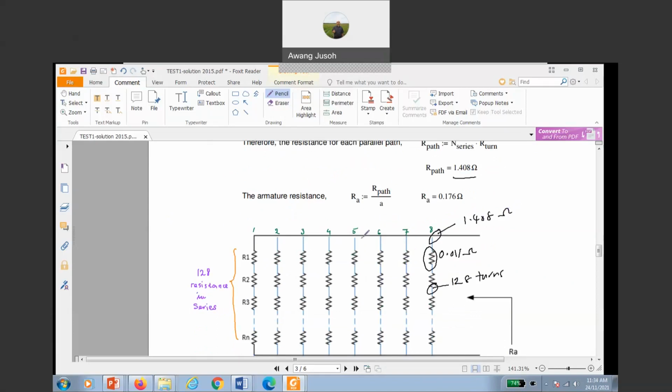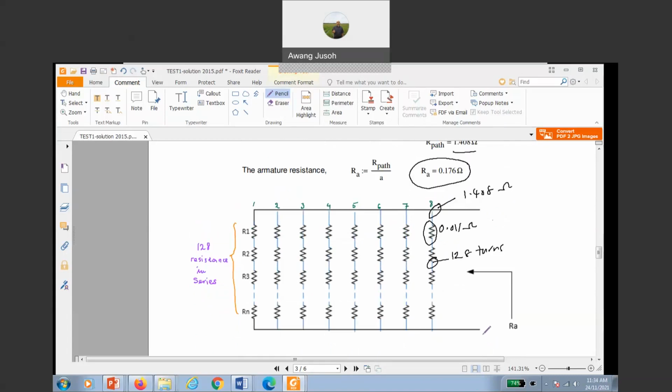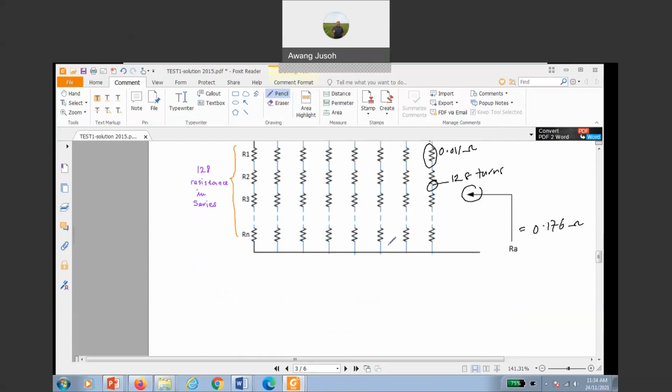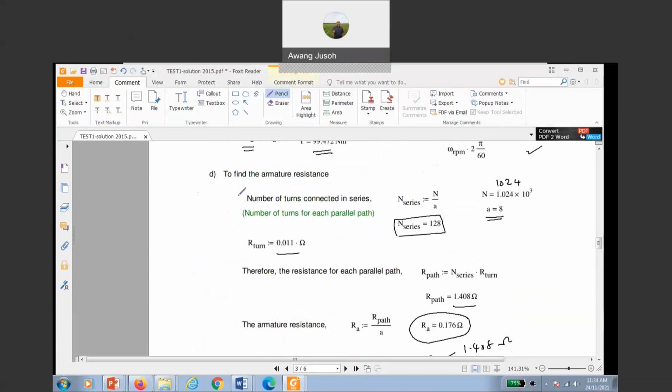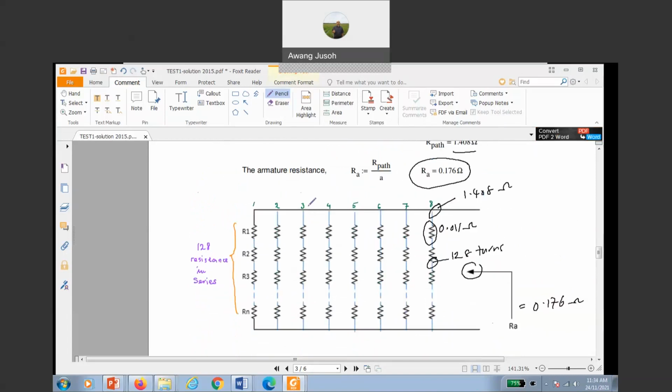So now how many paths do we have altogether? 8 paths. In order to find the total resistance, you just divide by A. So 1.408 divided by A, then we get the total resistance, which represents the armature resistance of the machine, equal to 0.176. So that answers the last question, which is to find Ra, the armature resistance of the machine. I hope you can follow this exercise. It is very straightforward, I think.